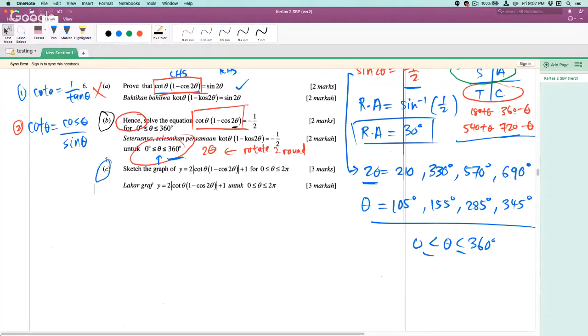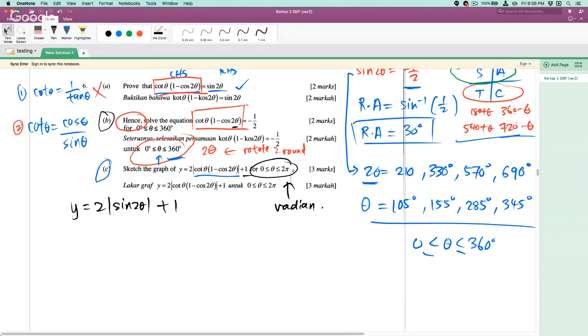In part C here, they ask you to sketch the graph. Before you sketch the graph, you have to find out this one is exactly the same as sine 2 theta, isn't it? So this basically is y equals 2 modulus sine 2 theta, and then you have the positive 1 here. The range here is trying to tell you that you must sketch in radians, because you see the pi there. Whenever you see pi, you must use radians.